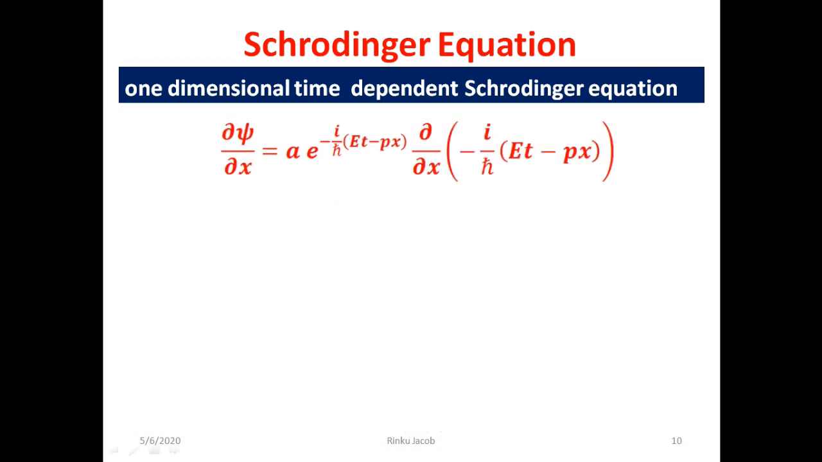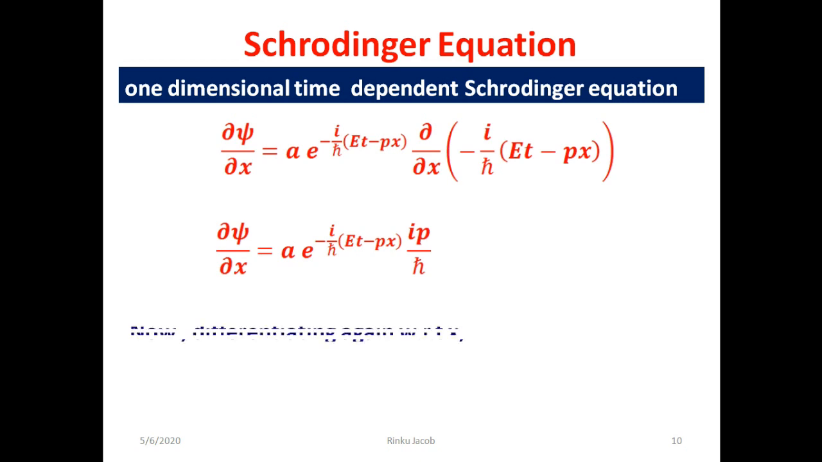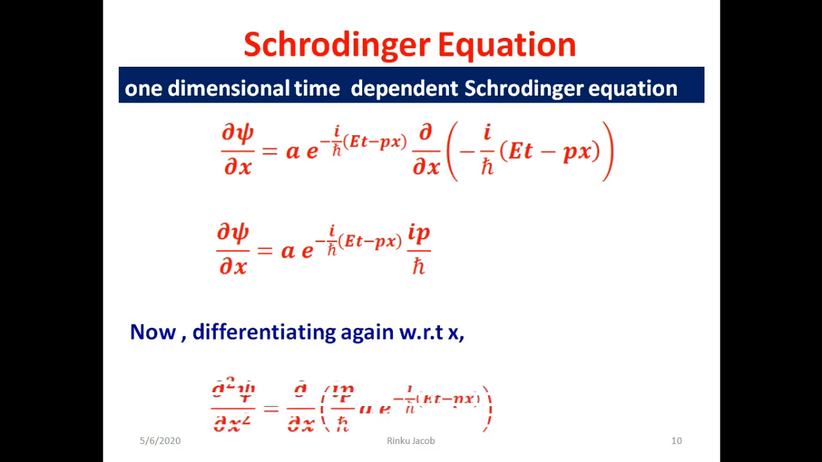When you take the derivative of the bracketed function, we get dou psi by dou x equal to A exponential minus i by h cross into (Et minus px) into i p by h cross. Now to take the second derivative, we differentiate again with respect to the position coordinate x. That is dou square psi by dou x square equal to dou by dou x of i p by h cross into A into exponential minus i by h cross into (Et minus px).